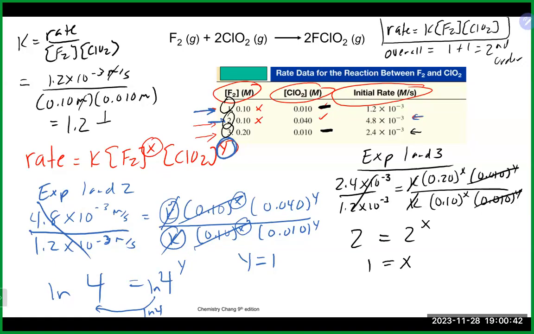Now, unit-wise, molarity on top and one of the molarities on the bottom will cancel. That still leaves you a molarity and a second on the bottom as a unit, which is 1 over molar seconds. Also sometimes written -1 as well instead of that. That is the typical units, by the way, for the rate constant for a second order reaction. So actually, if you see those units in a rate constant, you know that it is a second order reaction, 1 over molar seconds.